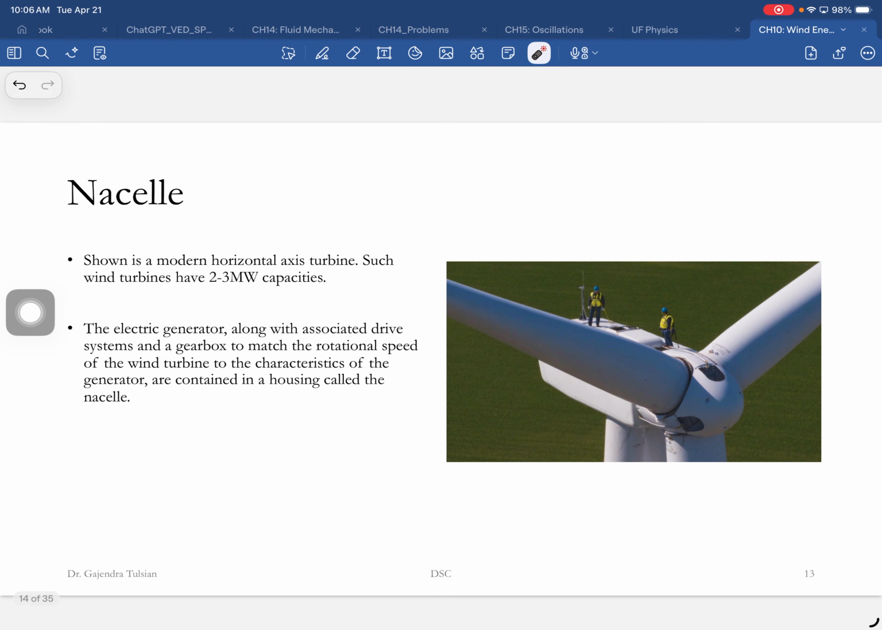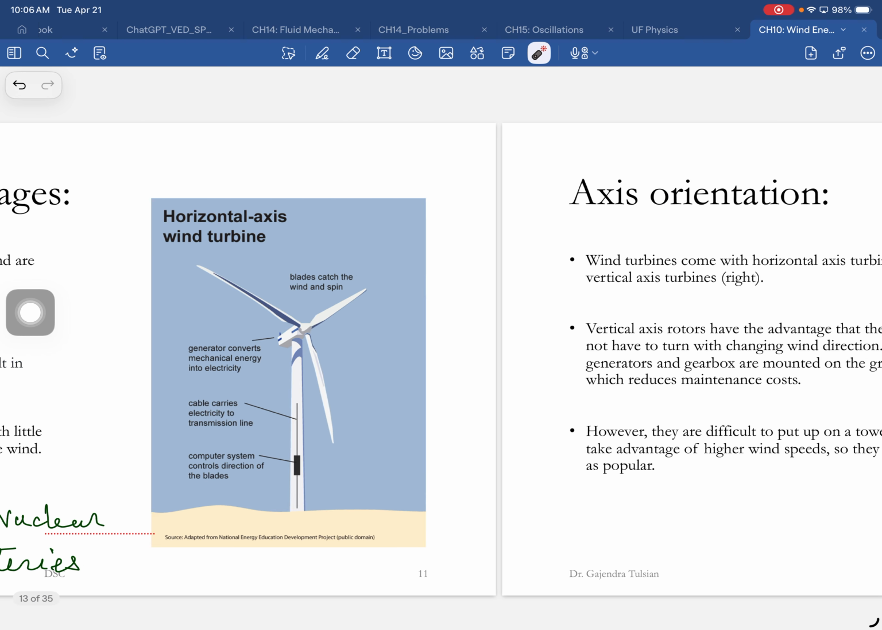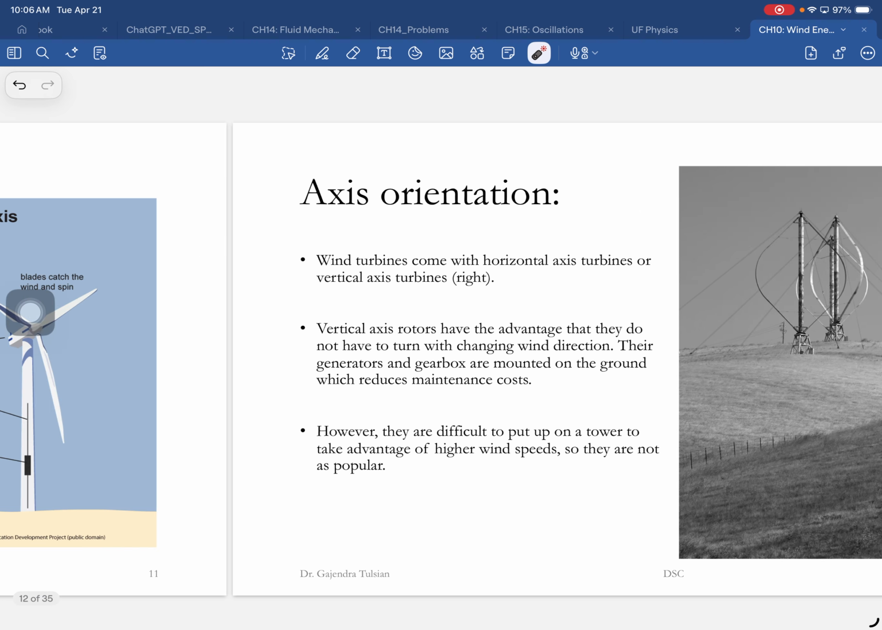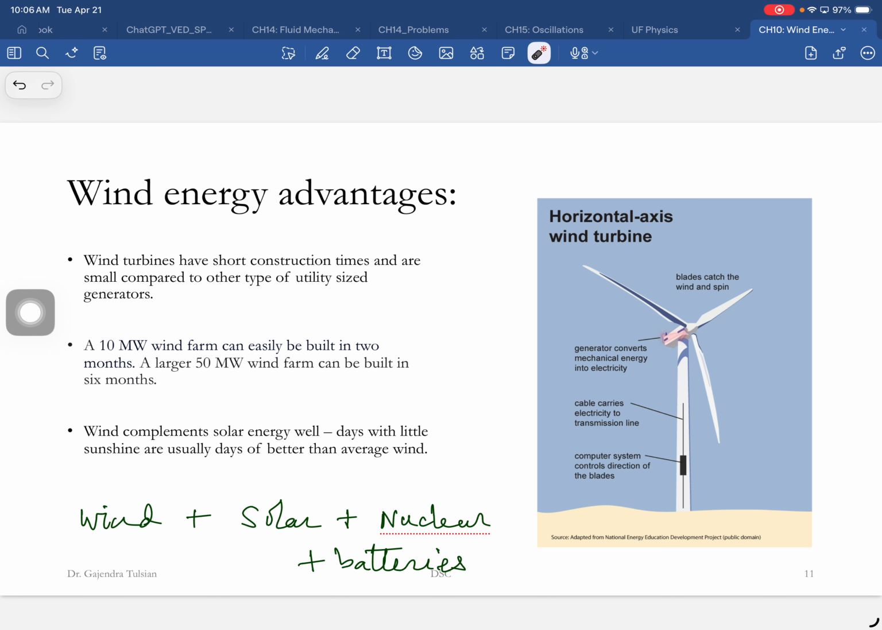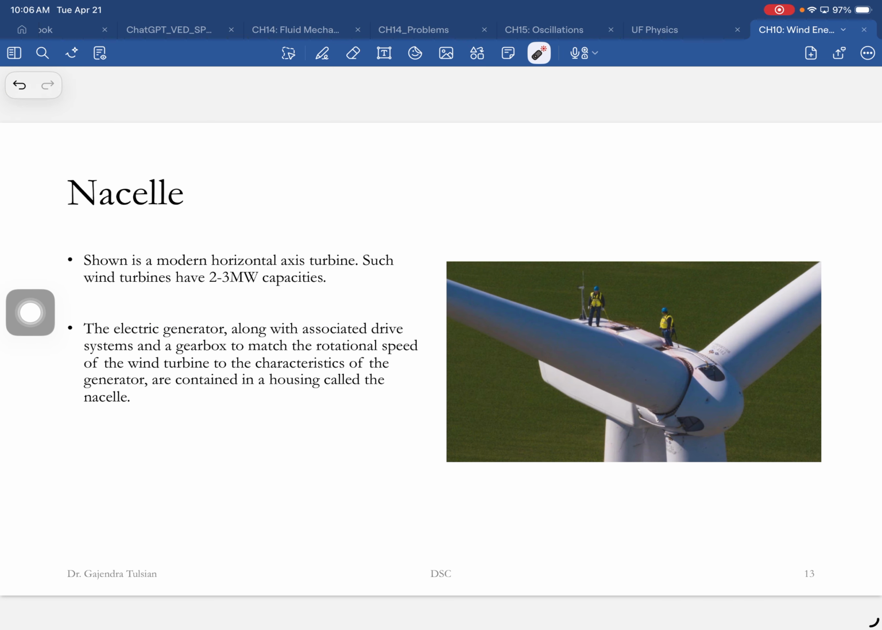Okay. Look at this box. That's called the nacelle. That's where all the generator is. Look how big that is. And this is not the biggest these days. Shown is a modern horizontal axis turbine. Such wind turbines have 2 to 3 megawatt capacity. So this windmill can run 3 homes. That's what that is.